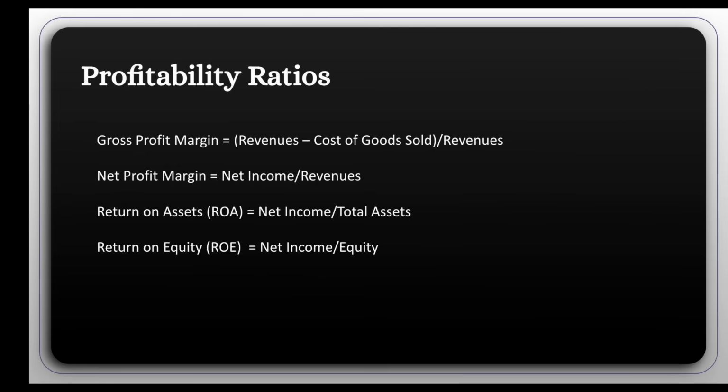Profitability ratios are financial indicators used to evaluate a company's ability to generate profits relative to its revenue, assets, and equity. Key profitability ratios include the gross profit margin, as you can see on screen, which measures profit after deducting production costs or cost of goods sold, and the net profit margin, which assesses overall profit after all expenses. We also have return on assets and return on equity, which are common ratios that show how efficiently a company generates profits from its assets and shareholder equity, respectively. These ratios help investors and stakeholders gauge a company's profitability and its effectiveness in turning revenue into earnings.